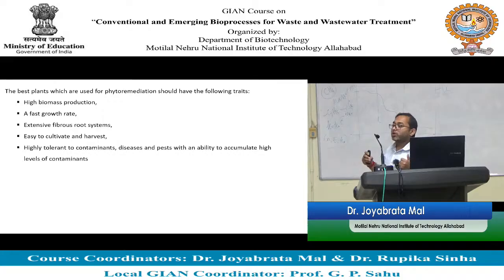So the more extensive or the more distributed it is, the more area it will cover, isn't it? It's not like the root is only in this region and your contamination is there. The root will extract the metal from that far distance. The plant will do it from this rhizospheric area only. So the more extensive root system you have, fibrous as well as extensive, the better it is.